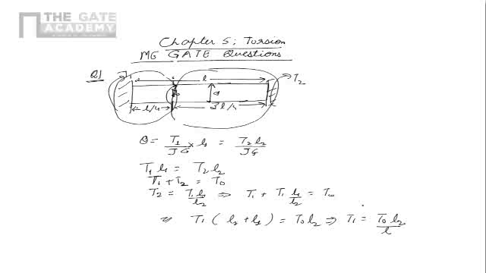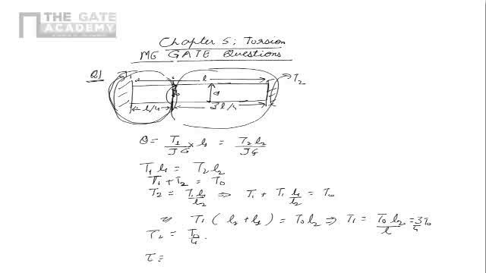Now L2 is nothing but 3L by 4. So this is 3 by 4 T0. Now if we substitute this value here, we get T2 is equal to 1 by 4 T0, or T0 by 4. Obviously T1 is higher. So that portion of the shaft, which is the left portion, the L by 4 section, will have more shear stress because the torsion is higher there.